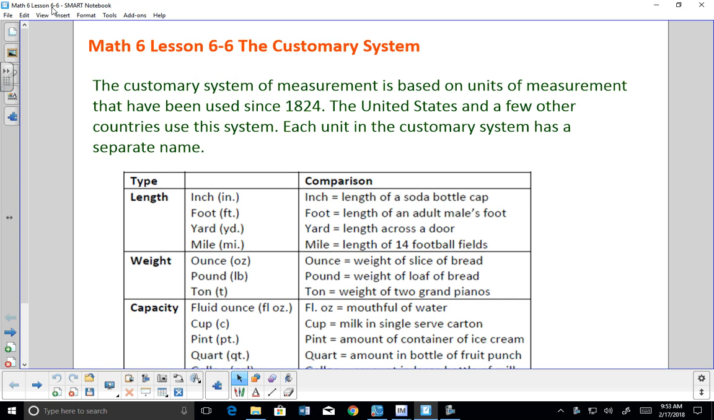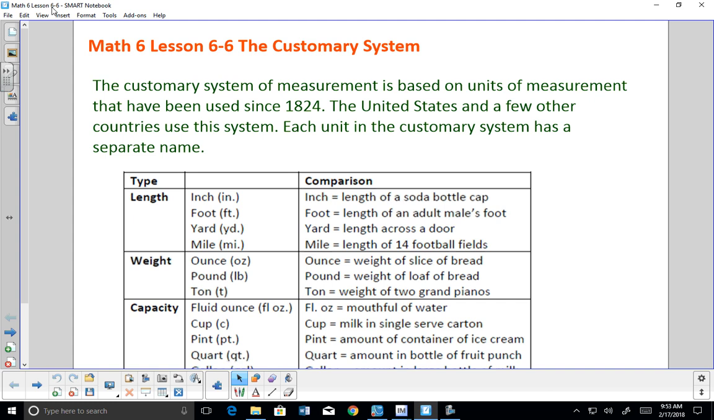The United States and a few other countries use this system. Britain uses the system to a certain degree, but they also have their own thing because they use stones and pounds to figure out weight. And they also use the pound as currency instead of the dollar. So very few countries use the customary system.